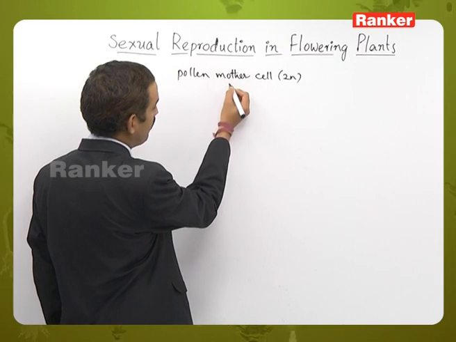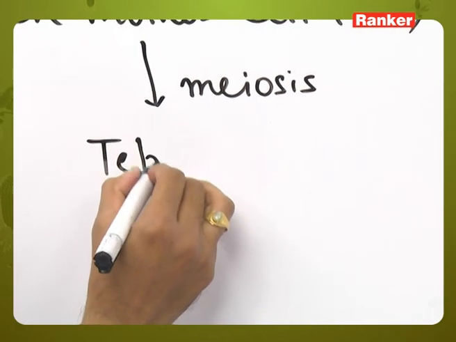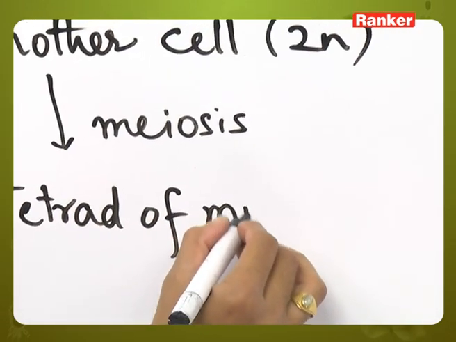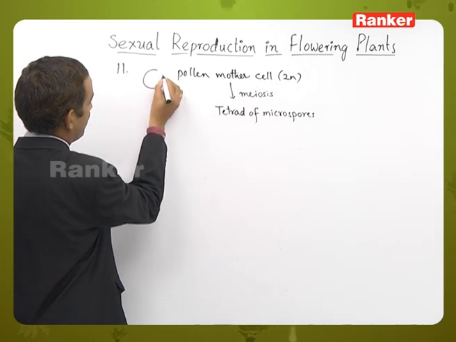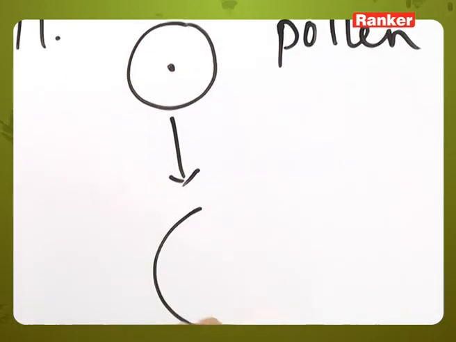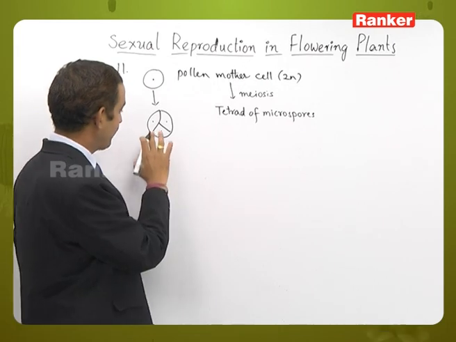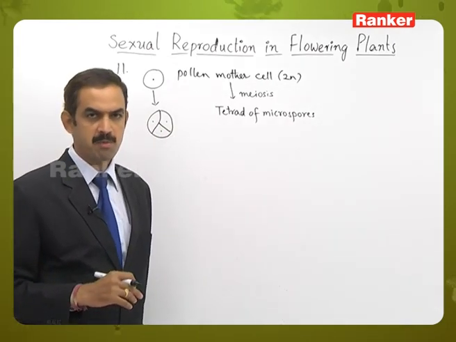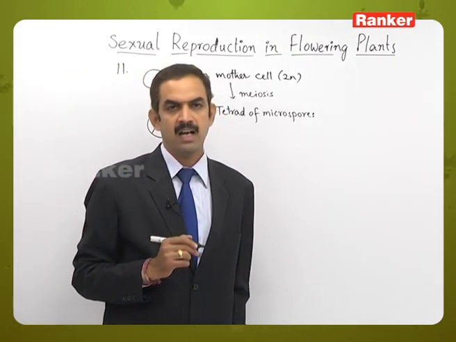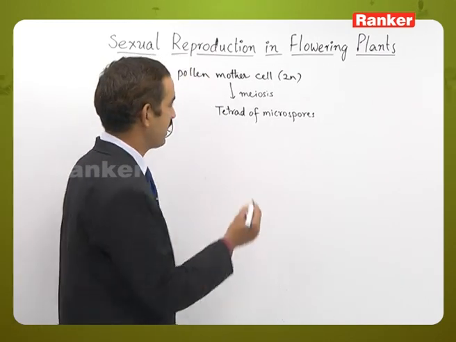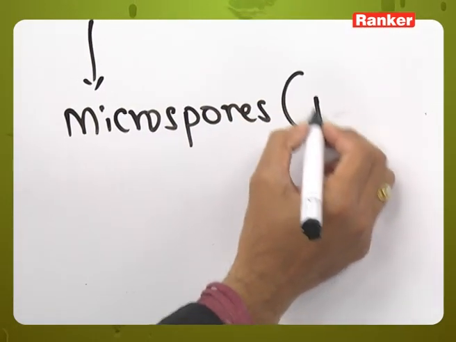This pollen mother cell first will undergo meiosis and be converted into a tetrad of microspores. Consider this as a pollen mother cell which has undergone meiosis to form a tetrad of microspores. And here the arrangement of microspores will be in a different form. So we can see only three cells from the one view, and one more cell will be present on the back side. So here these cells have been bound with the help of callose, and when the callose is dissolved, the four cells will get separated, and we get the microspores, or otherwise these are called pollen grains.